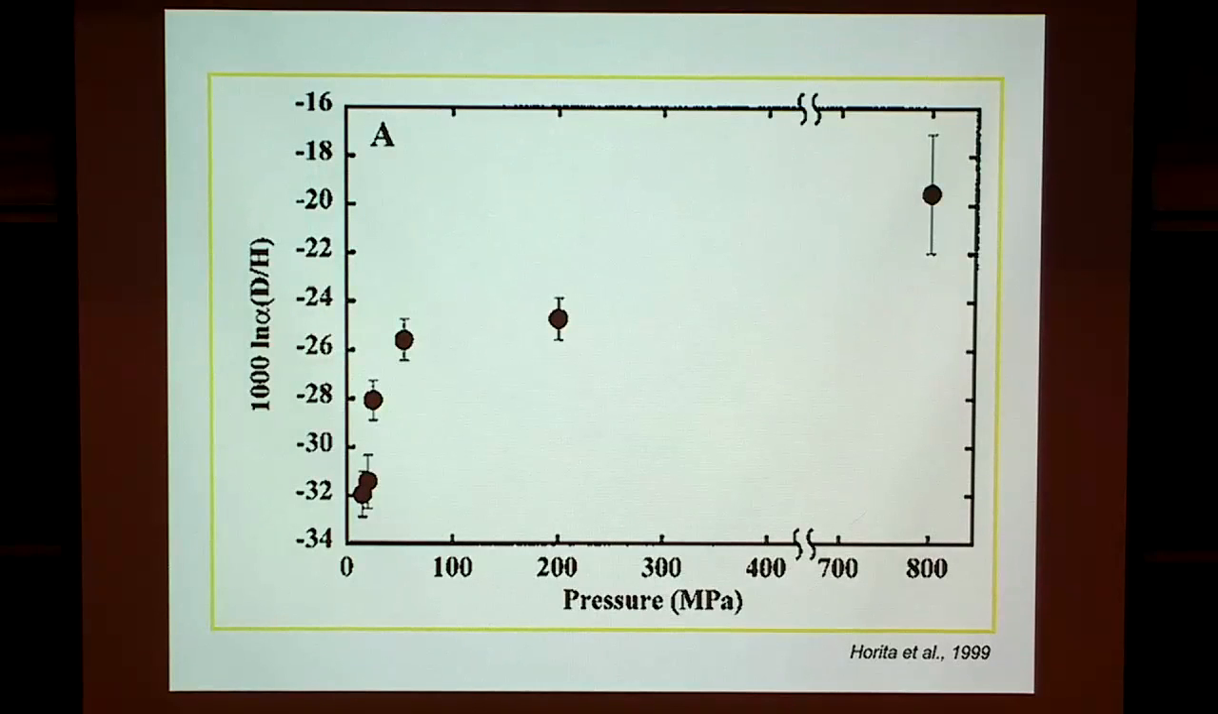So Horita, in 1999, published this paper in Science, or Nature, I don't remember, where they looked at the fractionation between D and H. Okay, so if you're going to look for an isotope fractionation, you go to hydrogen because it's the easiest one, it's going to have the biggest effect. Okay, and they looked at the effect, I think this is brucite and water, as a function of pressure. They only went to 800 megapascals, but they see an effect. Now, this is amazing. Okay, this is the first pressure-dependent isotope effect that was measured in the lab that I know of.